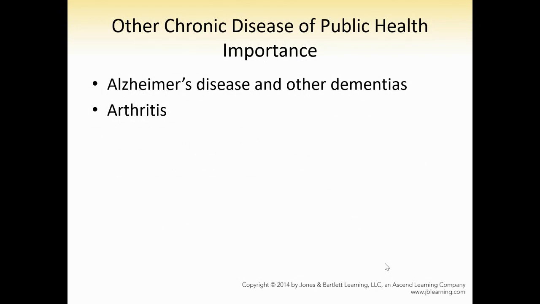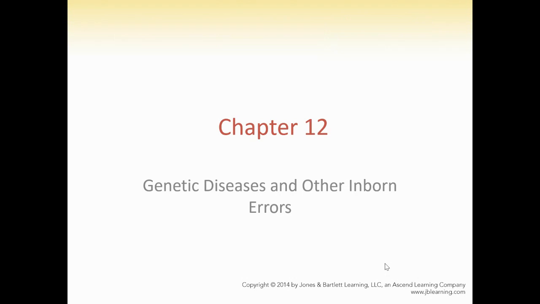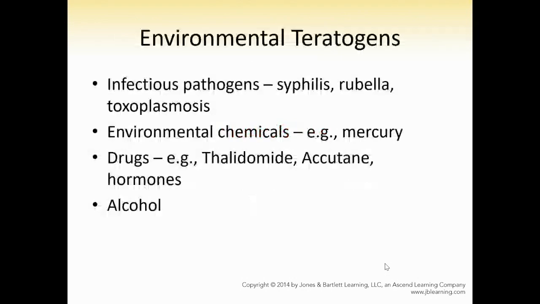Other chronic diseases of public health importance include Alzheimer's disease and other types of dementias, and arthritis. Moving on to chapter 12, we're going to talk about genetic diseases and other inborn errors. Environmental teratogens are those things that can mutate the cells in our body. We have infectious pathogens that would include syphilis, rubella, and toxoplasmosis. There are environmental chemicals that can alter genetics: mercury, some drugs, thalidomide, Accutane, hormones, etc., and alcohol.